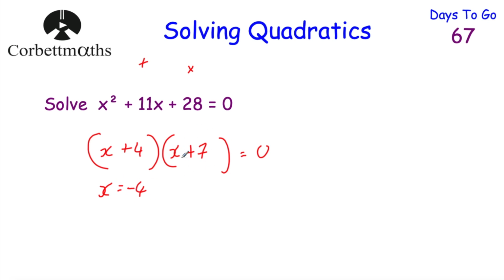Okay, now let's have a look at the other bracket. If we want to make this bracket equal to 0, let's think what value of x would make this bracket equal to 0? Well, negative 7 plus 7 is equal to 0. So x is equal to negative 7. And there are two answers, that either x equals negative 4 or x equals negative 7.